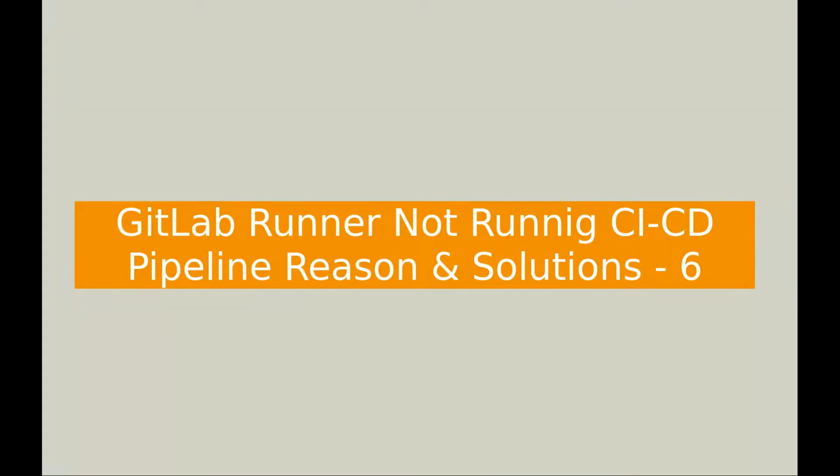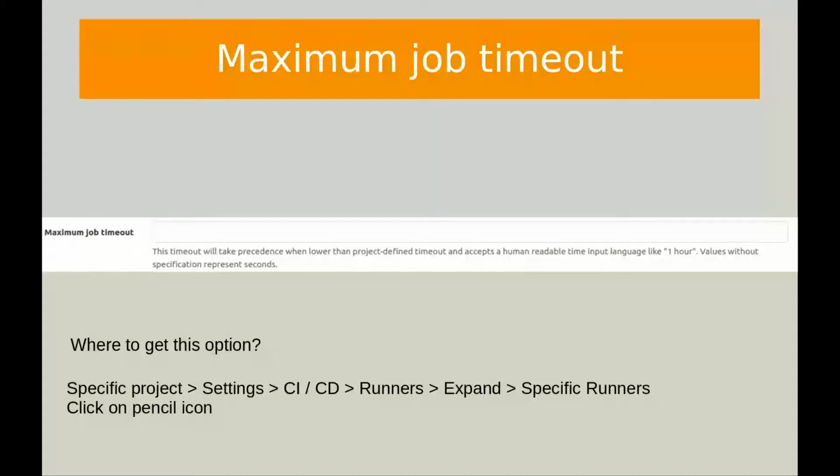Hello everyone. In today's session, we will see this is in number 6 that why a GitLab runner fails to complete any job, why a GitLab runner fails to complete any CI/CD pipeline. Let's see that. The reason is job timeout. So basically, there are two timeouts that you can define. One is project level timeout and another one is runner level timeout.